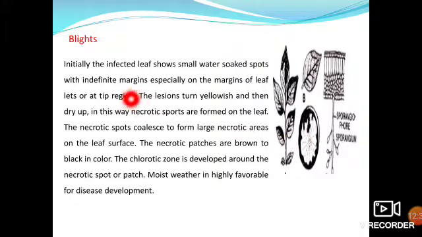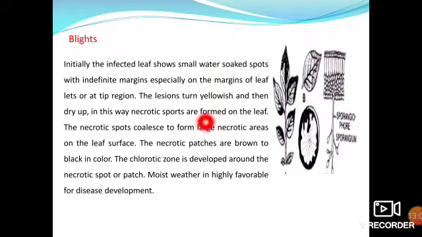Okay, see here what happens in this blight disease. Initially, the infected leaf shows small water-soaked spots with indefinite margins, especially on the leaves, leaflets or at the tip region. The lesion turns yellowish and then dries up. In this way, necrotic spots are formed on the leaves.